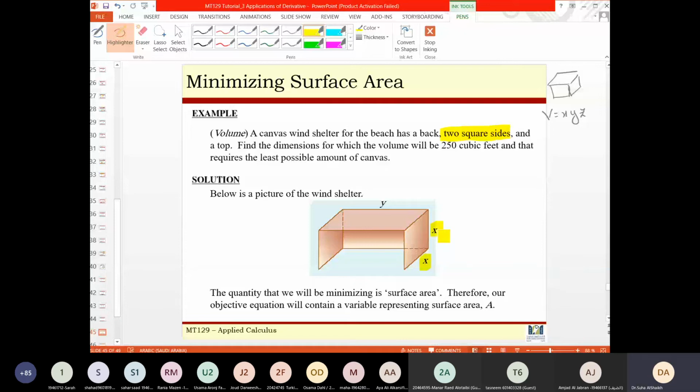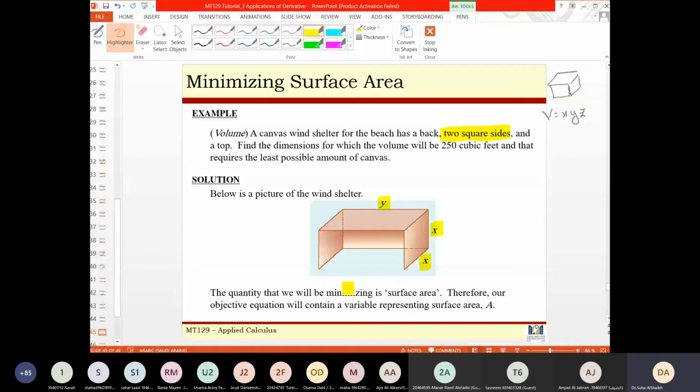You got that? Since they said it has 2 square sides, this is a square and this is a square. If it's a square, I don't have to say xz. It is just x and x. The height is x, the same as the width. And this is the y. So those are the dimensions that I have: x, x, and y.